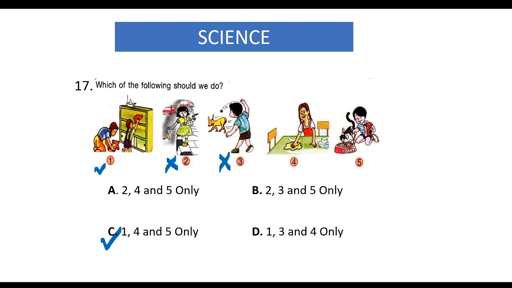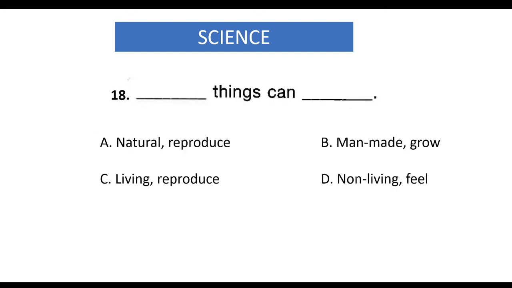So let's cross it. Now action 4, a girl is cleaning the table, and this is the right thing to do. You should help your mama papa in cleaning the house. So this is the right action to do. So let's tick mark it. In action 5, we have a kid giving food to the cat, which is a good thing to do. So we should do it. So let's do a tick mark. So action number 1, 4 and 5 are the things that we should do, and which is shown in option C.